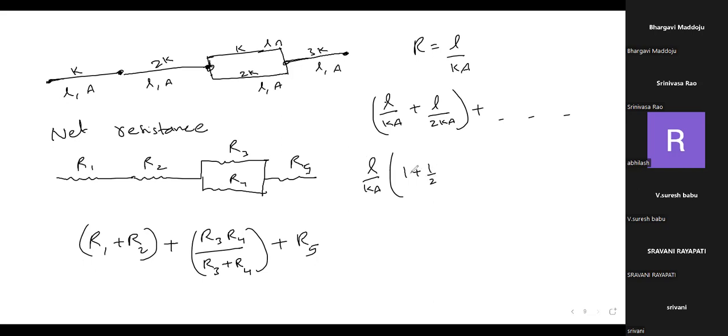1 plus 1 by 2. So again, this is 1 into 1 by 2, divided by 1 plus 1 by 2. Again, this plus R3 L by K. 1 by 3 it becomes. Now it is very simple. Now we can simplify this equation. Such type of problems they will ask in JEE Mains. Such type of questions you will get.